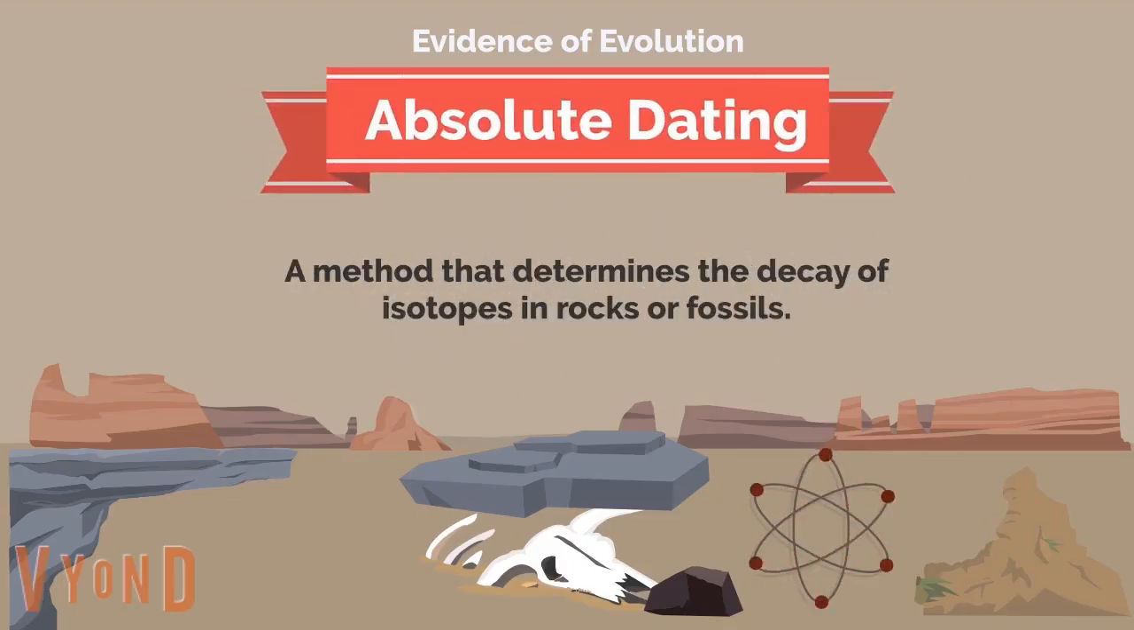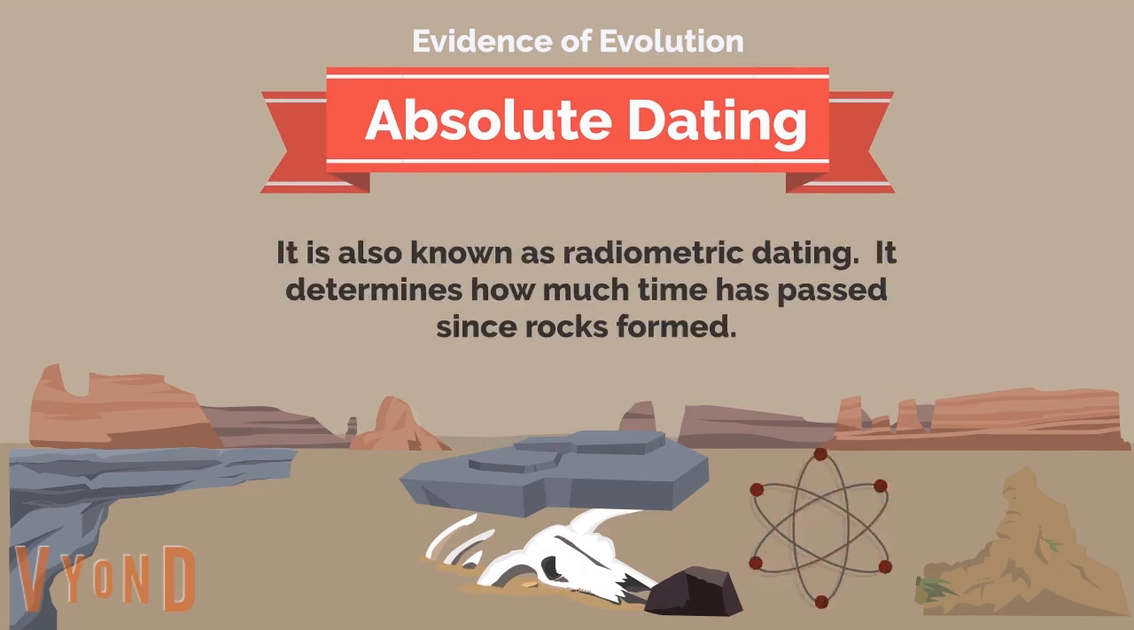Absolute dating is a method that determines the decay of isotopes in rocks or fossils. It is also known as radiometric dating. It determines how much time has passed since rocks formed.